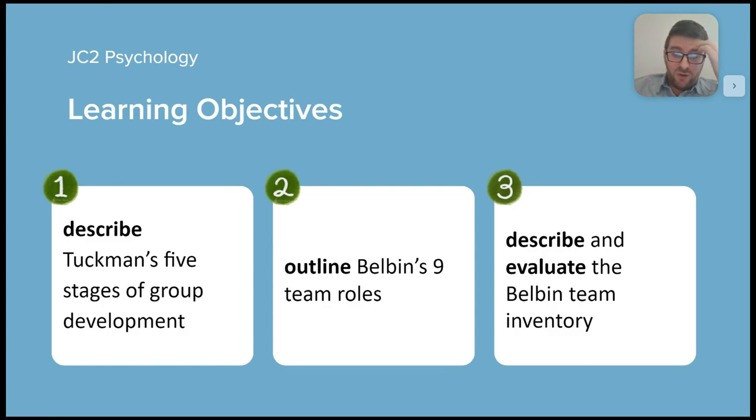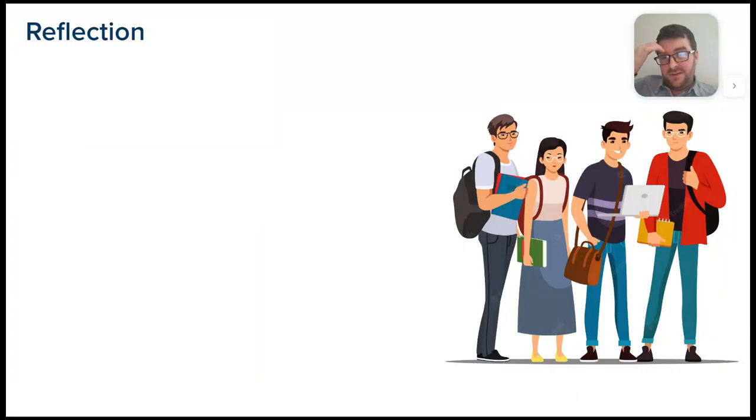So, the learning objectives, what you should know as a minimum from this section, is to describe Tuckman's 5 stages of group development and outline Belbin's 9 team roles. You should also be able to categorize them. There are 3 categories. And you should be able to describe and evaluate the Belbin Team Inventory. So we'll start with Tuckman and the group development stages.